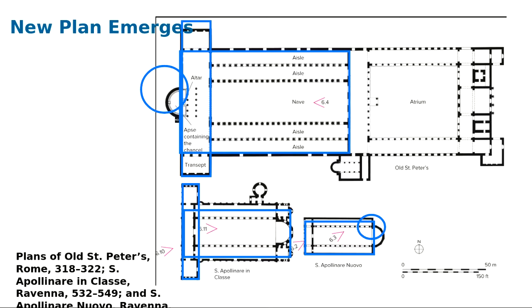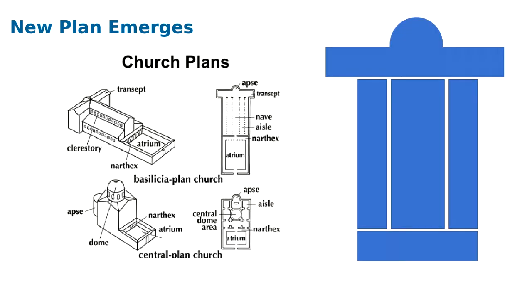And what is that rectangle? That is called the transept. And if you start seeing it, you start realizing that what they're trying to do is create a church plan that is based on the basilica, but still its own thing. And now it's very independent. Now it has its own language. It has its own identity. It has its own typology in a way.